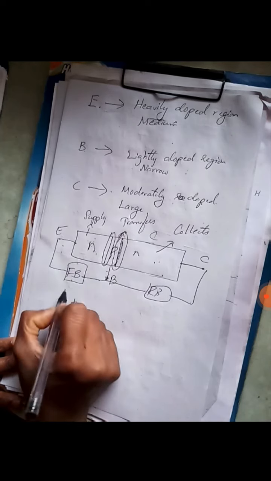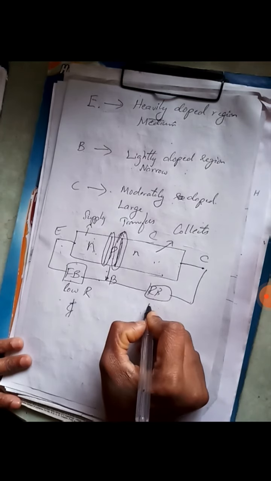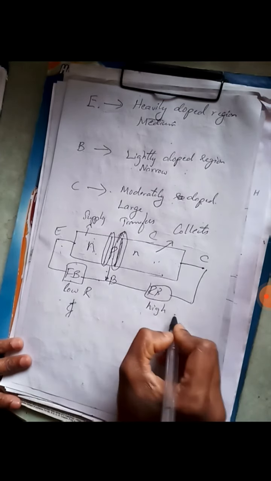And it is a usual practice to forward bias the emitter base junction and reverse bias the collector base junction. In such a case, the forward biased emitter base junction offers very low resistance, and the reverse biased collector base junction offers very high resistance. Okay?